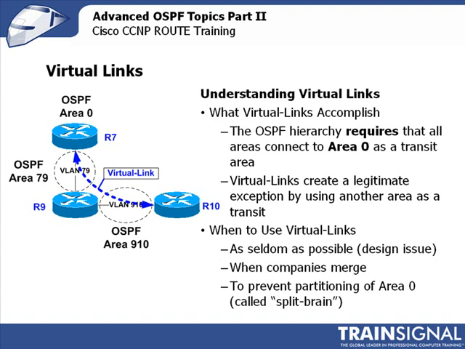In addition, if something happens where part of area 0 is partitioned, a particular link fails, you may end up temporarily with two area 0s, and this is sometimes called the split brain syndrome. And you can actually use a virtual link to keep that from happening. So that's another legitimate usage of virtual links.